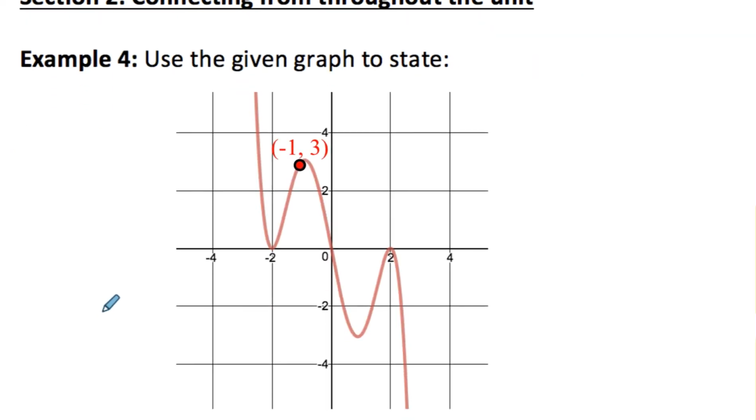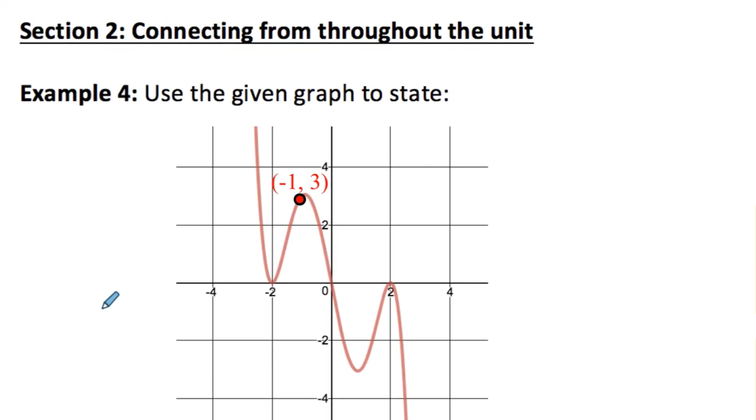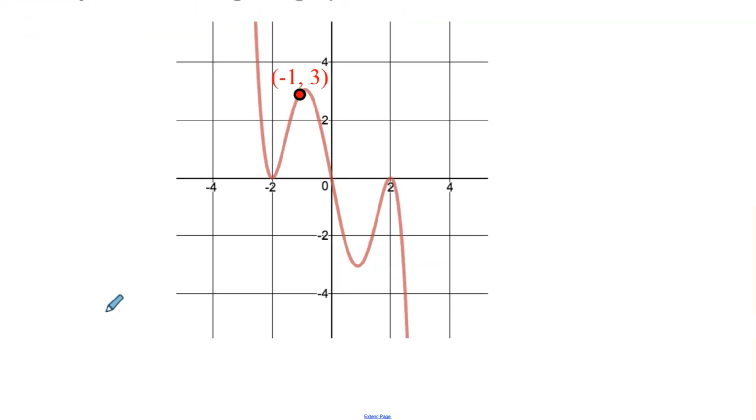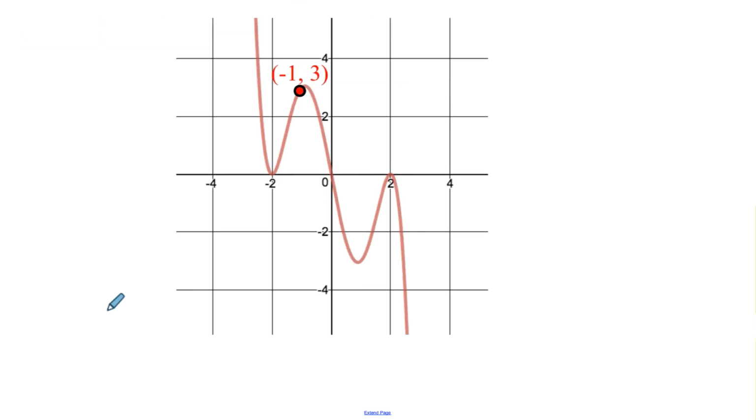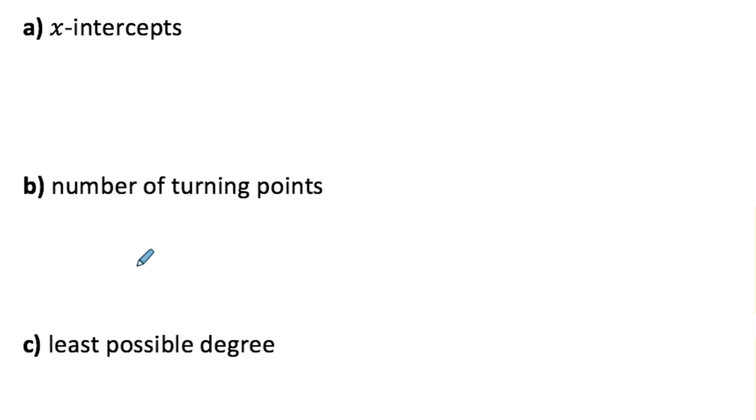Okay, last example of the unit. Let's just try and connect everything we've done so far. So given this graph, we're going to answer a bunch of questions. Part A says, what are the x-intercepts? So it touches the x-axis here, here, and here. So the x-intercepts are at (-2, 0), (0, 0), and (2, 0).